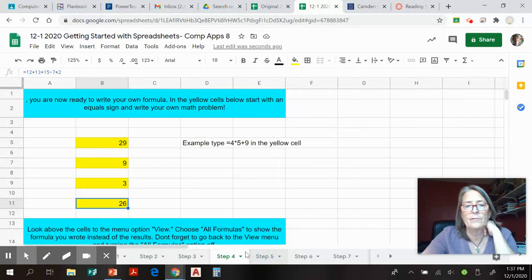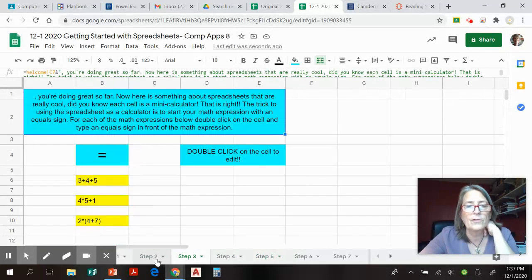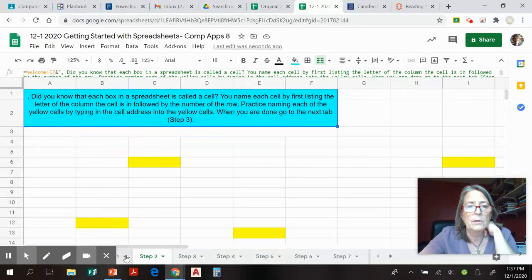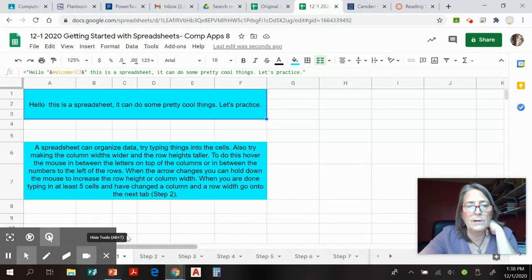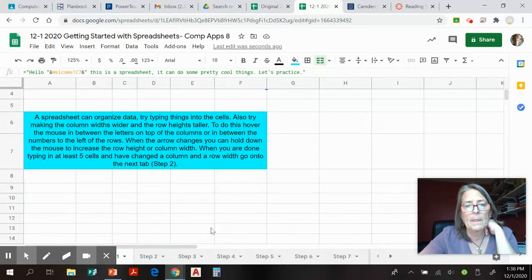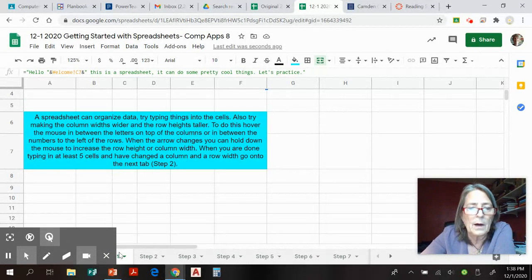Steps 4 and 5. Now, if you haven't done steps 3, 2, and 1, stick around and I'm going to go over those, okay? So if you already did those, don't worry about it. You're in good shape, okay? So if you're done with 1 through 5, you can stop the video at this point. Those of you that want to continue, I'm going to go through it right now.